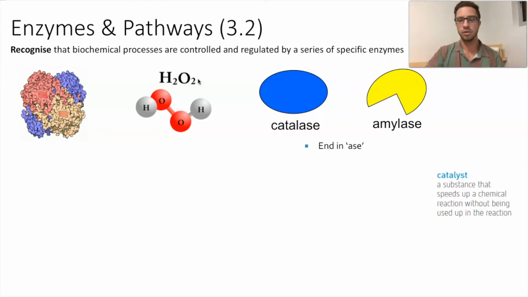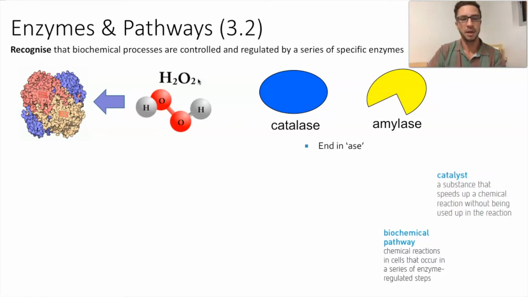Basically, they control what we call biochemical pathways. So they are chemical reactions in cells that occur in a series of steps, which are regulated by enzymes. Enzymes are important because without them, reactions would still take place, but at such a slow rate that it would be incompatible with life.